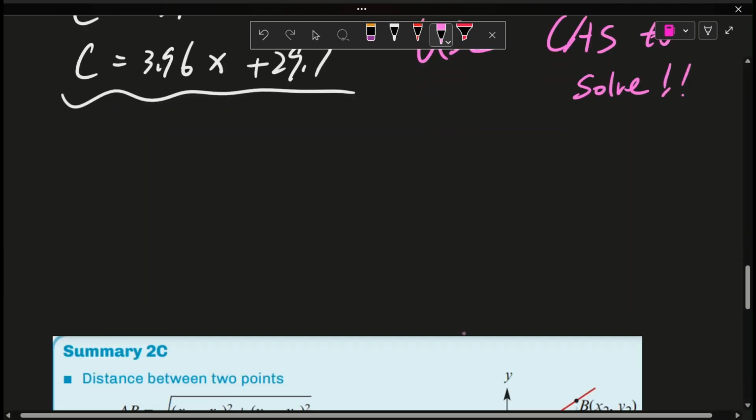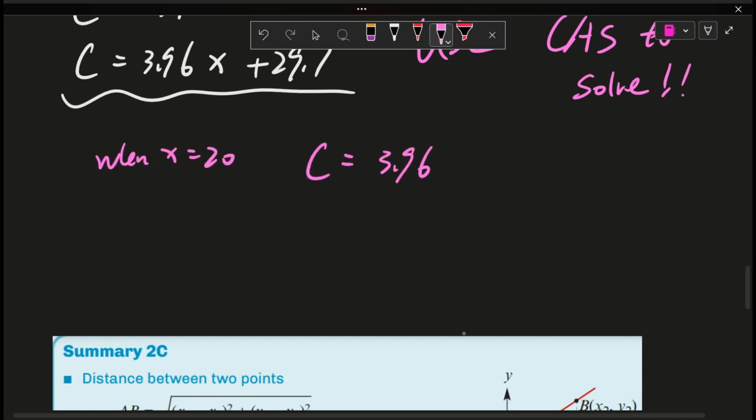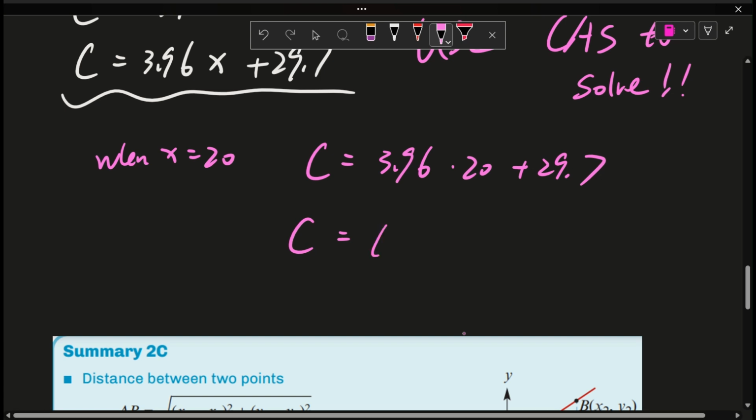All right, and then after that, we substitute when x equals 20, so C equals 3.96 times 20 plus 29.7. C equals $108.9. Okay, that is your answer.